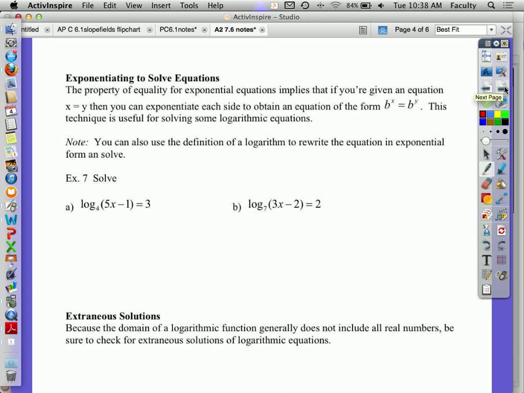All right, now, what if you don't have a log on both sides? What you can do is you can just rewrite it in exponential form. So in example 7, letter A, this is 4 to the 3rd power equals 5x minus 1. So if there's not one log on each side and that's it, then I've got to try something else. So you use your rewriting into exponential form. So now you can begin to see why that was so important.